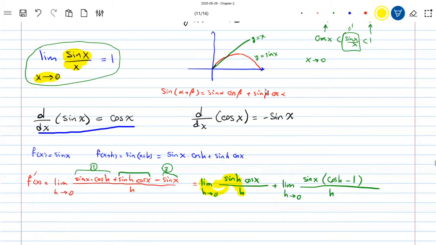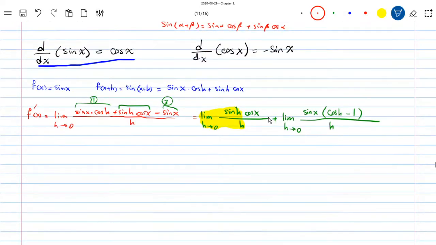Ignore the cosine for a moment. Cosine does not depend on h, cosine of x. So this part, I can say simply that becomes 1. So what I have is 1 times cosine x. So this is simply 1 times cosine x. Plus, now the other limit.